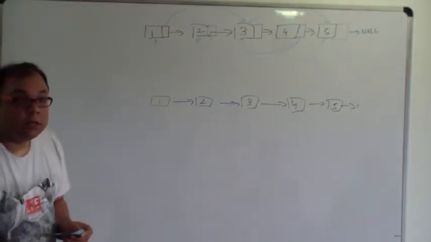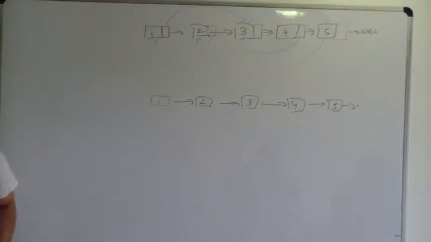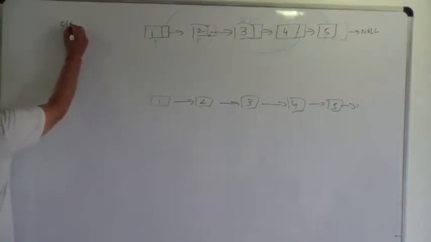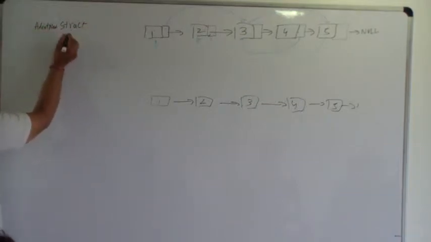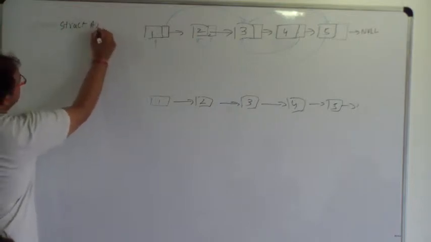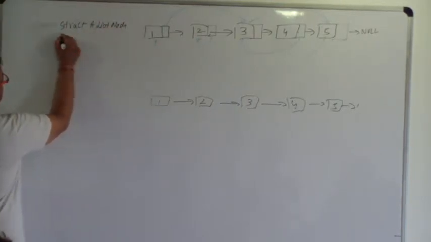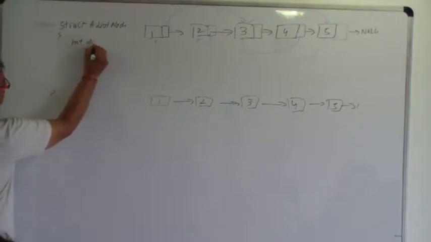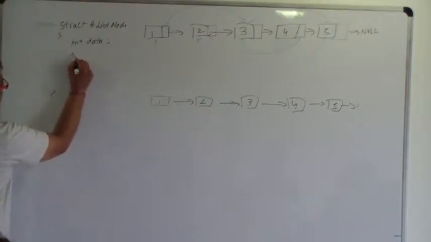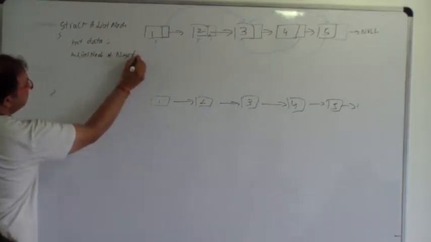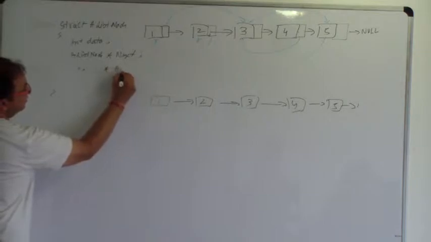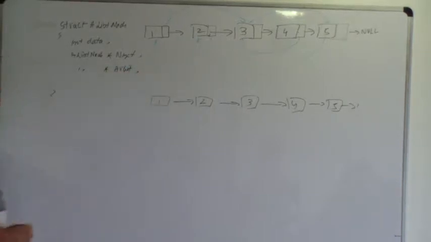So there are two pointers. We can write the structure of the node as struct ListNode, int data, ListNode star next, ListNode star arbitrary. So that would be the structure of the list node.